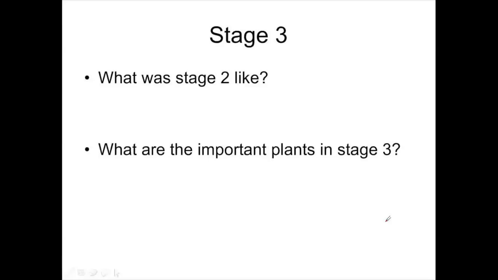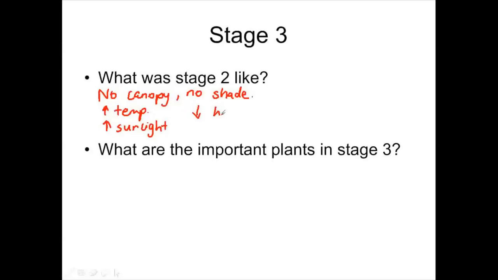Okay, so stage 3. So firstly, before we get to stage 3, we're going to have a look at what stage 2 was like. Stage 2, we mentioned before, only had grasses, mosses, lichen and herbs. That means we've got no canopy, and that leads to no shade. Because there's no canopy, no shade, that means I've got a high temperature, I have high sunlight, and I have low humidity.